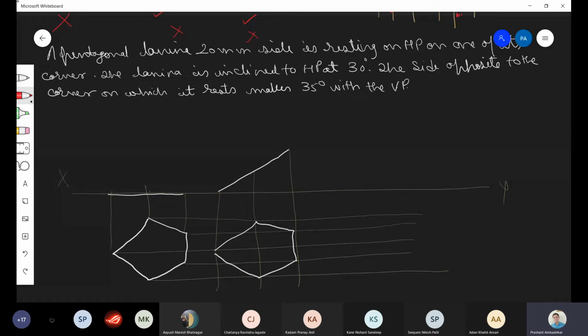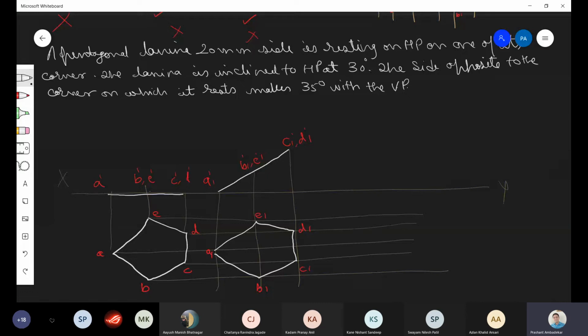And now if you name it, this will be A, B, C, D, E. So this will be A, B, E, C, D. This will be A1, this will be B1, E1, this will be C1, D1, dash. All of this will be dash. Here we'll have A1, B1, C1, D1, and E1.